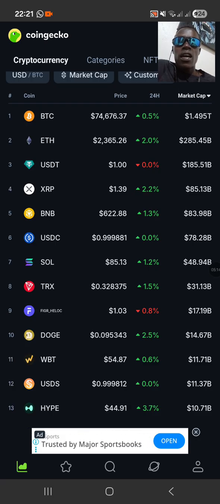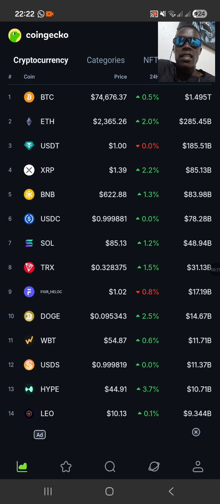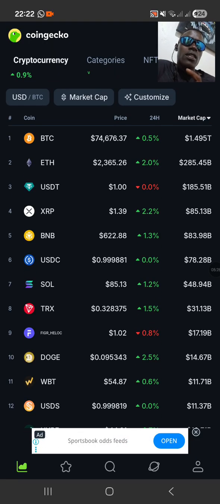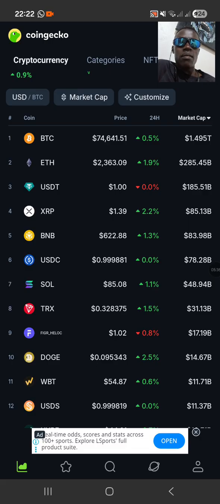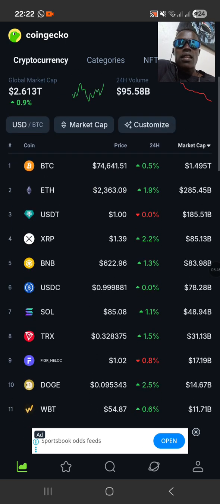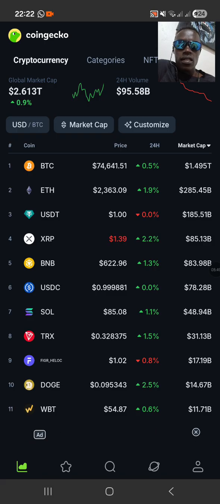We have Ethereum trading at $2,365, and then we have USDT, which is a stable coin. A stable coin means the price is basically the price of the dollar, pegged to a blockchain. That blockchain is Tether, which we are talking about here. We have USDC. We have quite many stable coins. We have USDS. These are some of the coins and tokens.